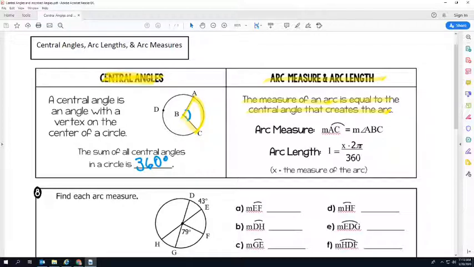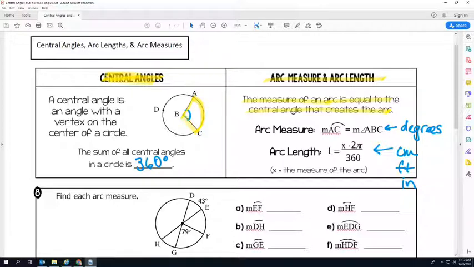There's a difference between arc measure and arc length. One thing to think about: this will be in degrees, and this will have a measure like centimeters or feet or inches, something like that. It's an actual length measure. So just something to think about. When you do the arc measure, it's going to be equal to the central angle.